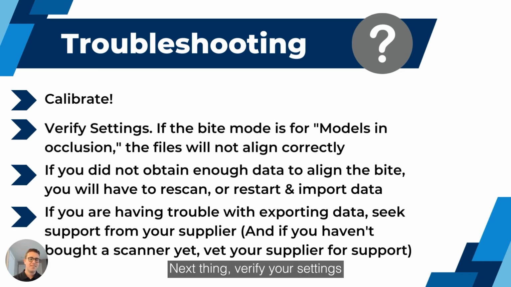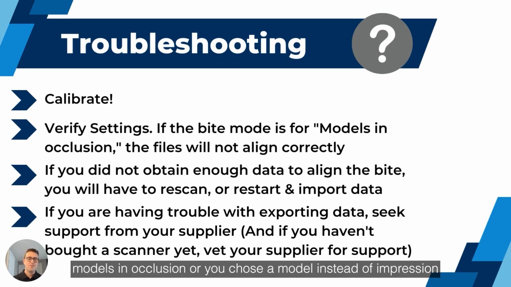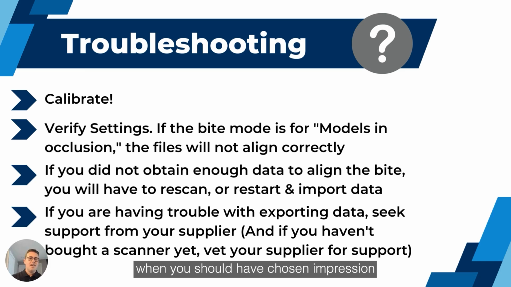Next thing, verify your settings. If something's not aligning correctly and your machine is calibrated, it's probably because you chose models and occlusion, or you chose a model instead of impression when you should have chosen impression. Because outside of those two things, I have never had an issue with my scanner. And I've actually never had an issue with the calibration either. I just calibrate it to be safe, but I've never ever had an issue with alignment if my settings are correct.